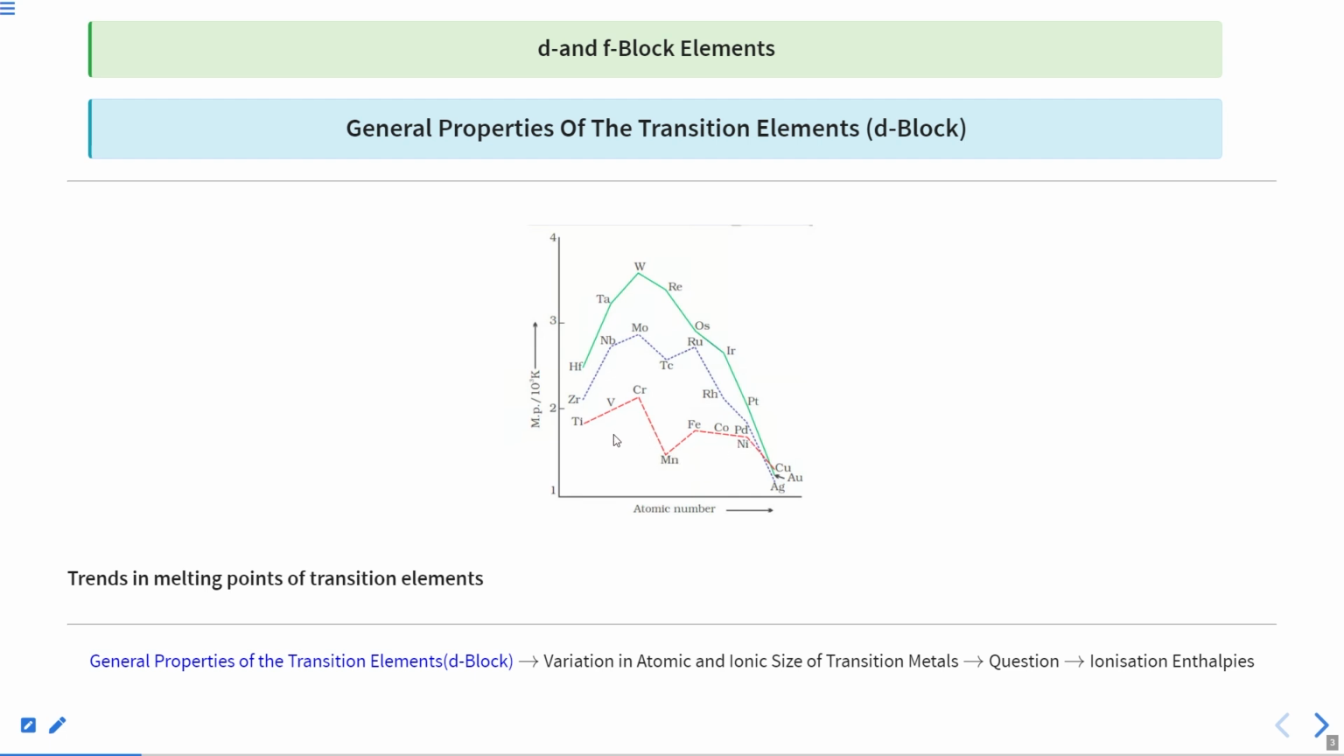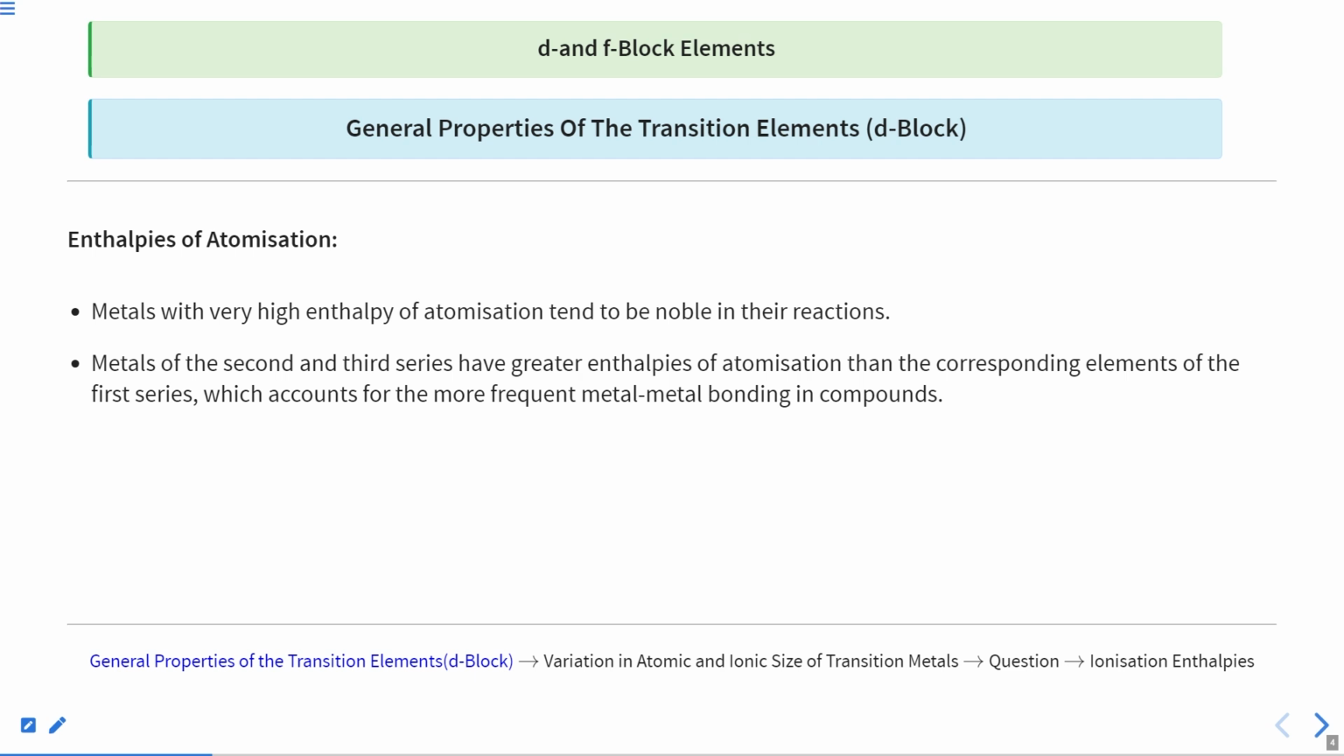Now talking about this series, of course the rhenium falls, but the fall of osmium is greater than the rhenium, and we don't see any predicted trend. So this is the trend for the melting point of the d block transition elements. Is it clear? And now we'll talk about the enthalpy of atomization.